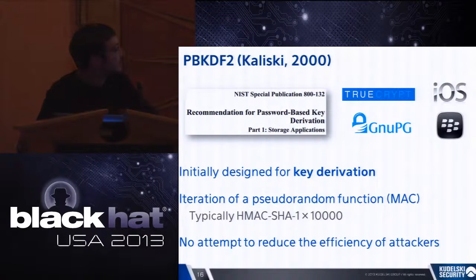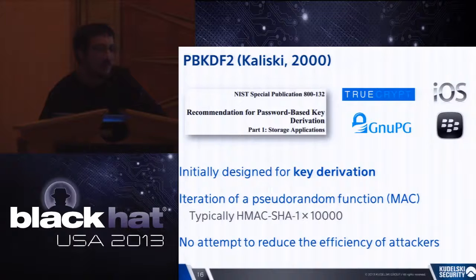PBKDF2, password-based key derivation function number 2. It was designed as a key derivation, which is essentially the same problem as password hashing: you take a password and you get something that's cryptographic, random-looking. It's a standard, designed by some people at RSA, and it's used in things like iOS and BlackBerry, and GPG, TrueCrypt. When you give your TrueCrypt password, it's first doing maybe 10,000 iterations to check your password.